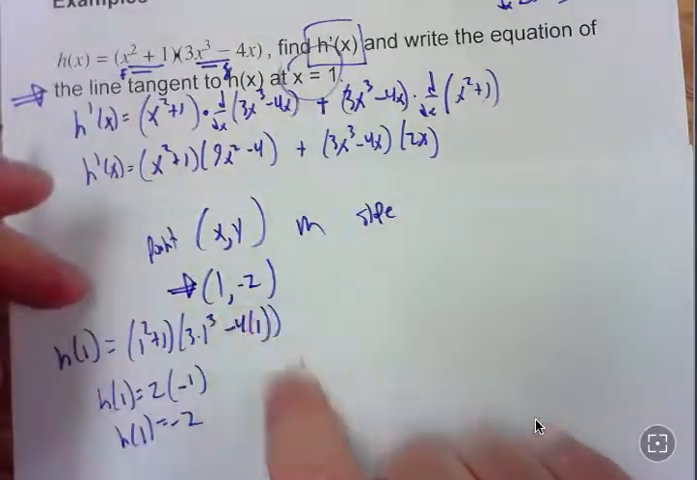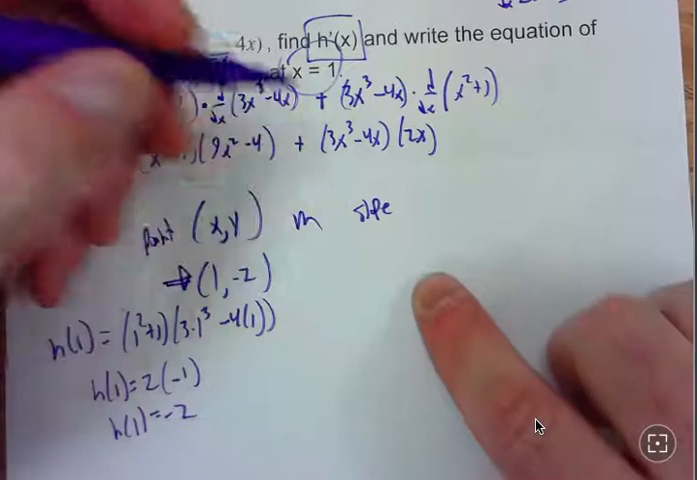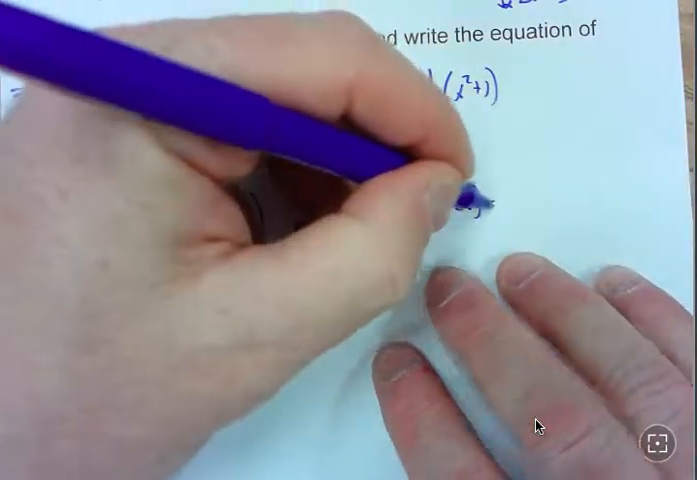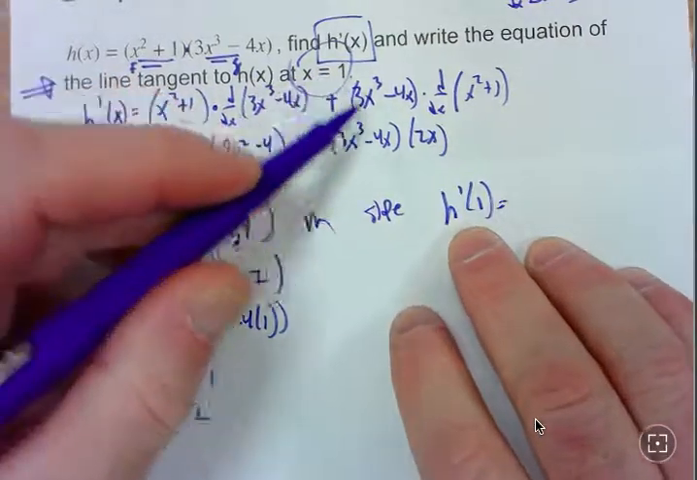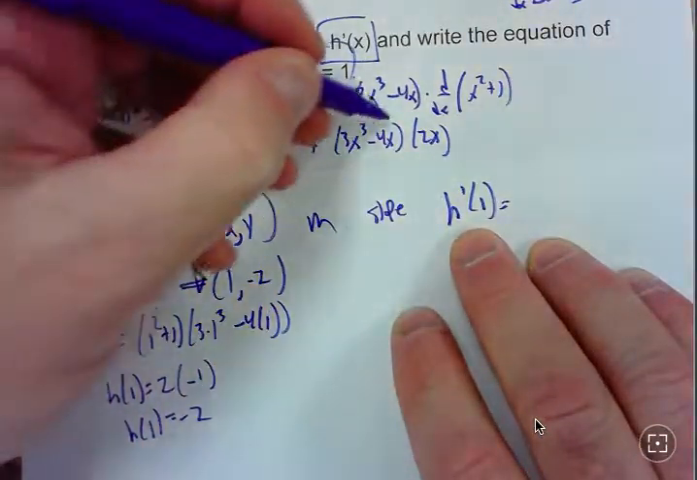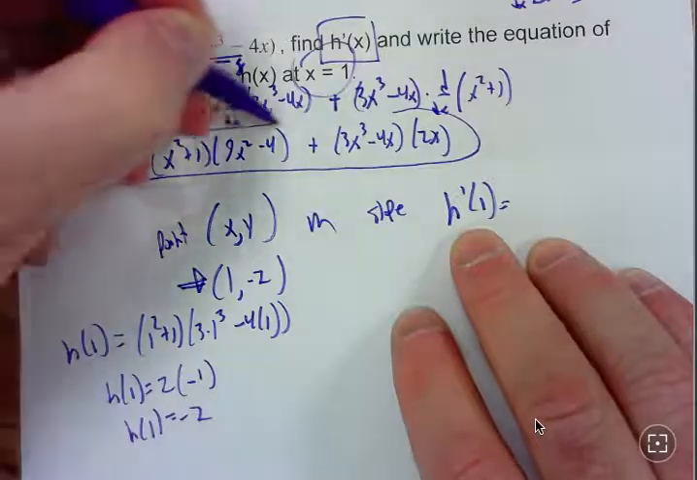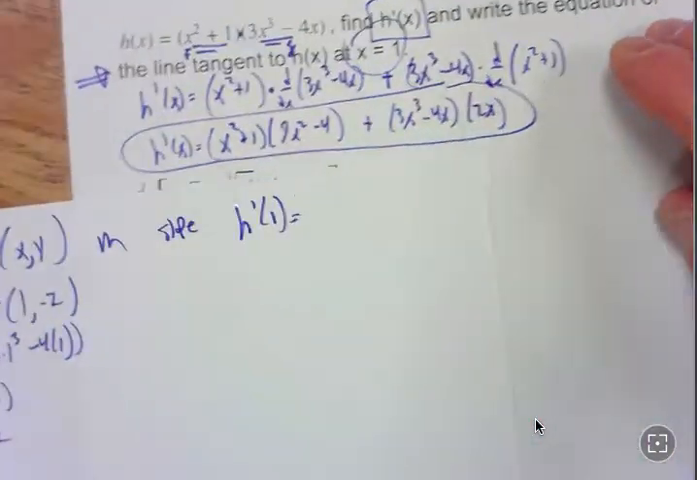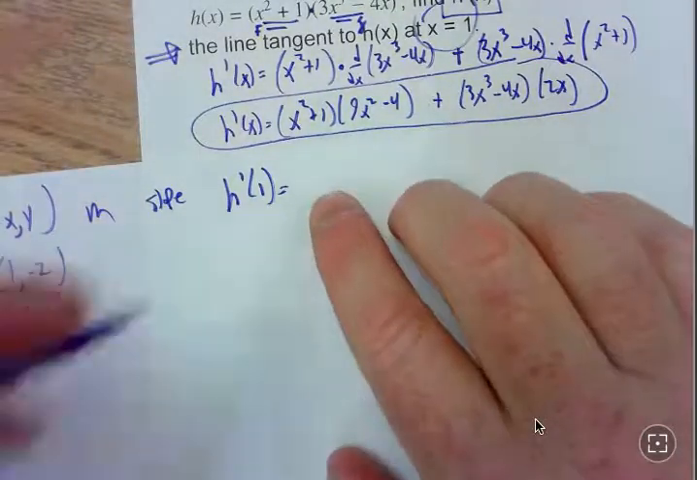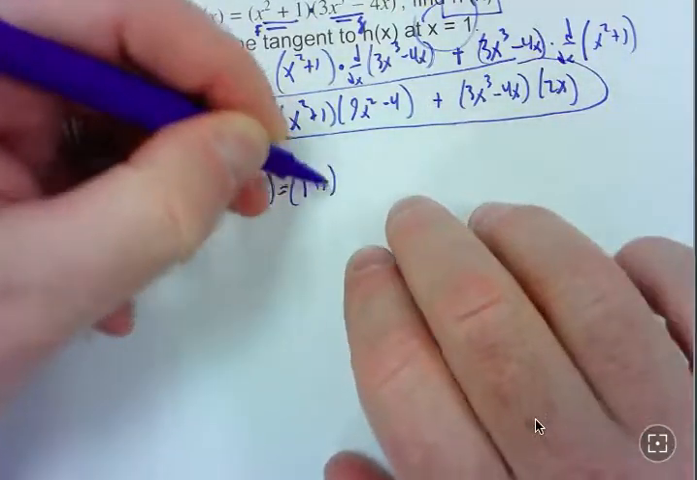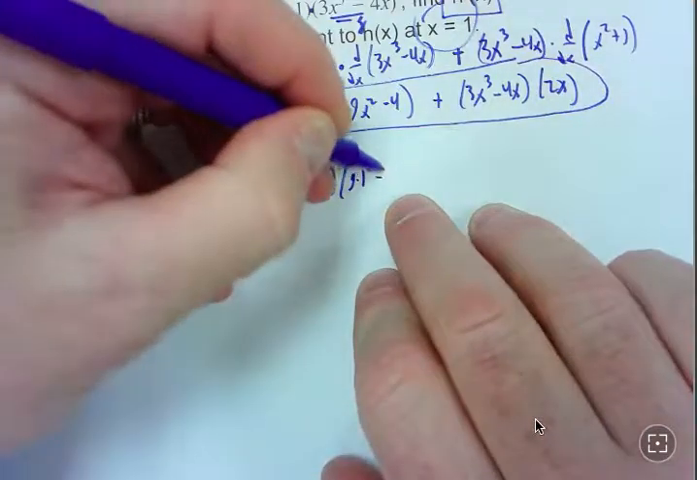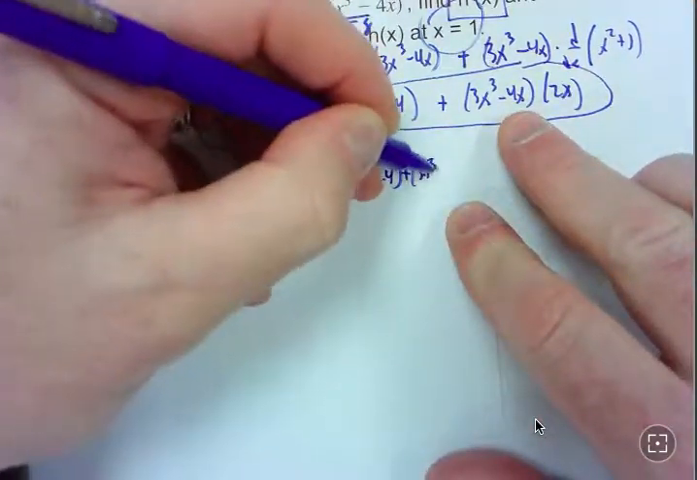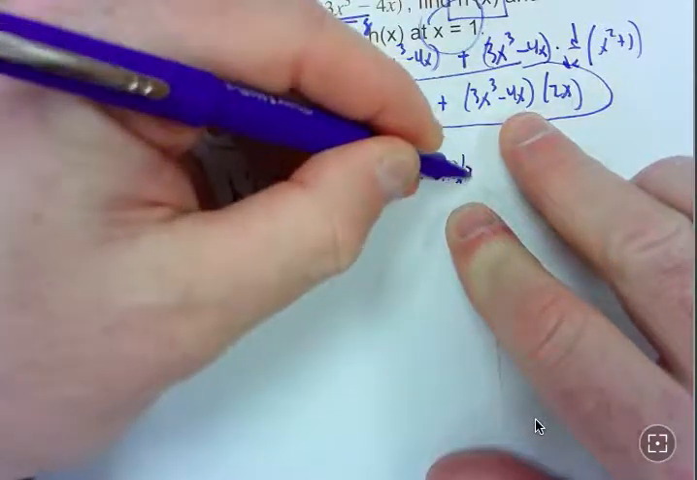So that's our point. Now we need the slope, and the slope is h prime. So we need to find h prime at x equals 1. Well, here is h prime. I just need to plug in 1. Well, that'd be 1 cubed plus 1 times 9, 1 squared, minus 4, plus 3, 1 cubed minus 4 ones, times 2.